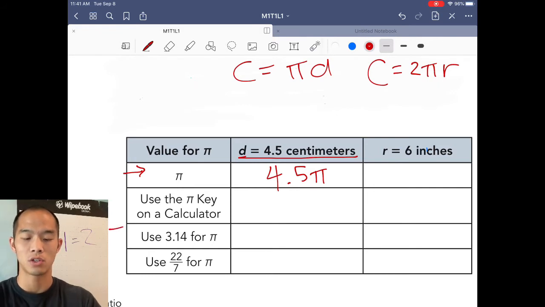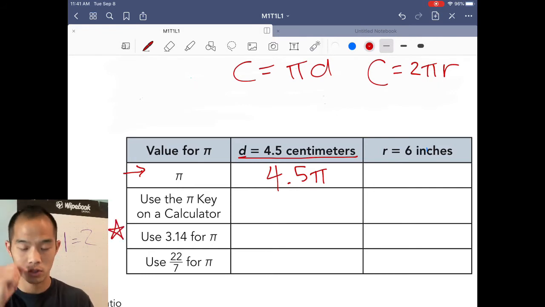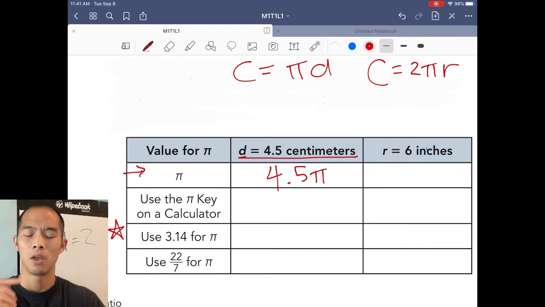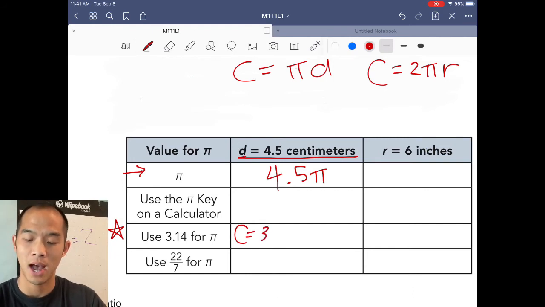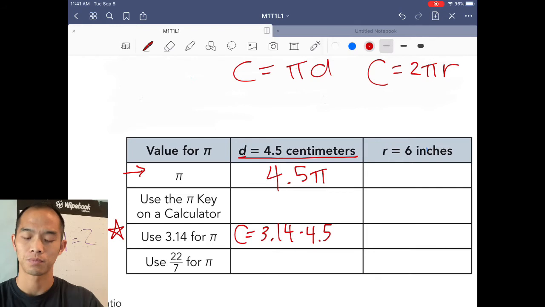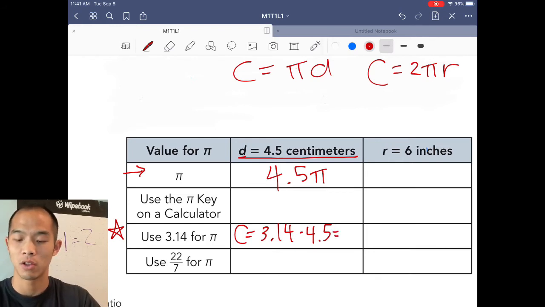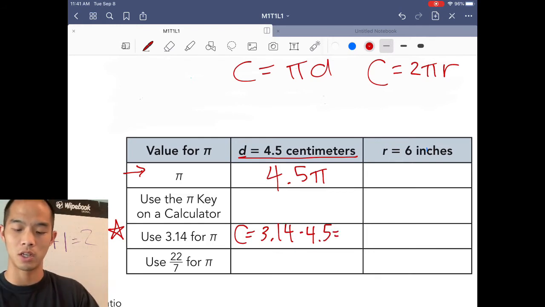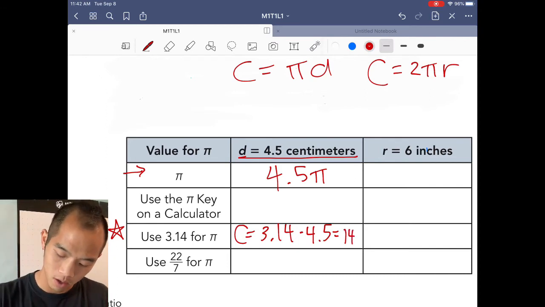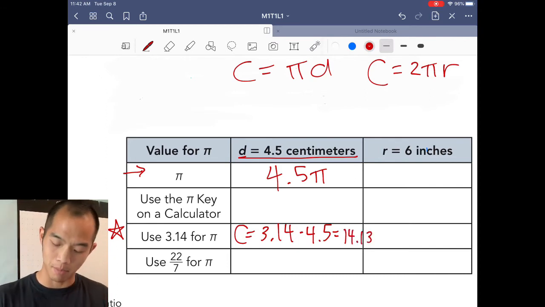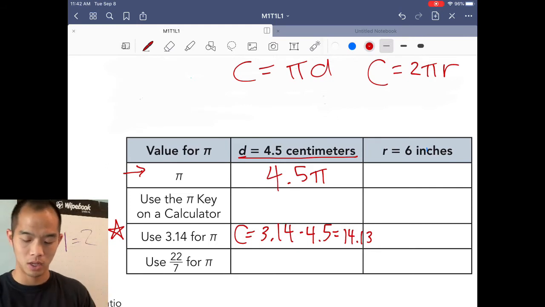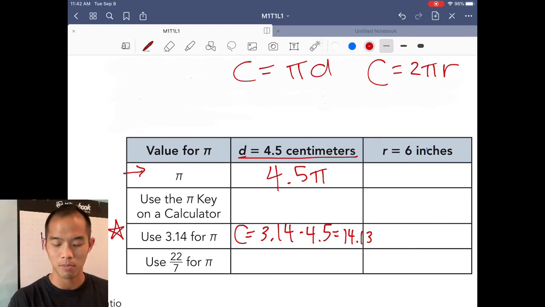Most questions are going to ask you to do this one. So I do put a little star by it because it's important. We're going to use the formula C equals pi times d, but instead of using pi, we're going to use the number 3.14 times d, and d is 4.5. Do you guys see that? Okay, plug it into your calculator, and I believe you get 14.13. Okay, if my memory is good. So you get 14.13 as your answer. So that's the one you're going to be mostly doing.